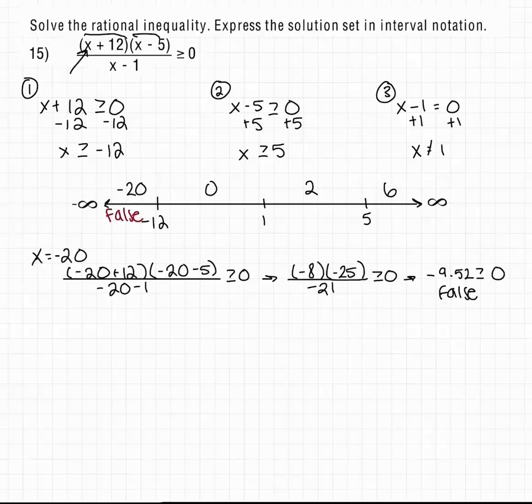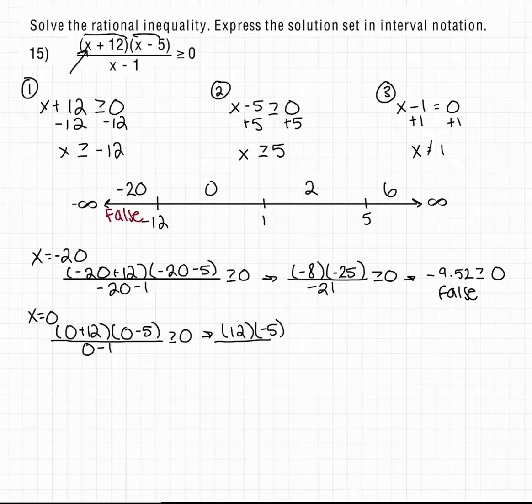Now let's follow the same steps for x is equal to 0. Once you plug it in, let's simplify it. So we should get 12 times negative 5 in the numerator, negative 1 in the denominator is greater than or equal to 0, and this will simplify down to negative 60 divided by negative 1, which gets us 60 is greater than or equal to 0, which is a true statement. So we know for this interval, it is true.